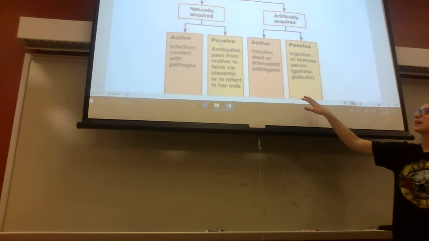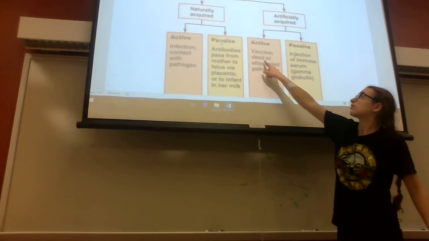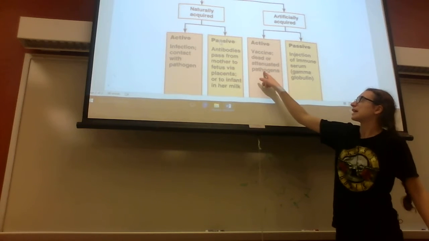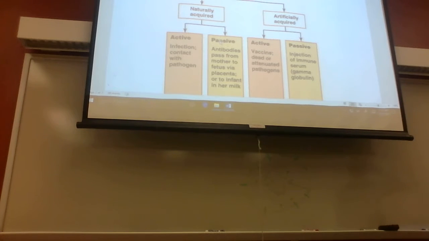So artificially acquired, this does not happen naturally. This happens at a hospital. Active, so this says vaccine, dead or attenuated pathogens. Attenuated means weakened pathogens. This is when you get a vaccine. You go to a hospital, they inject you with a little bit of that weakened virus, and you have an immune response. That immune response means that you're active. You have active immunity.